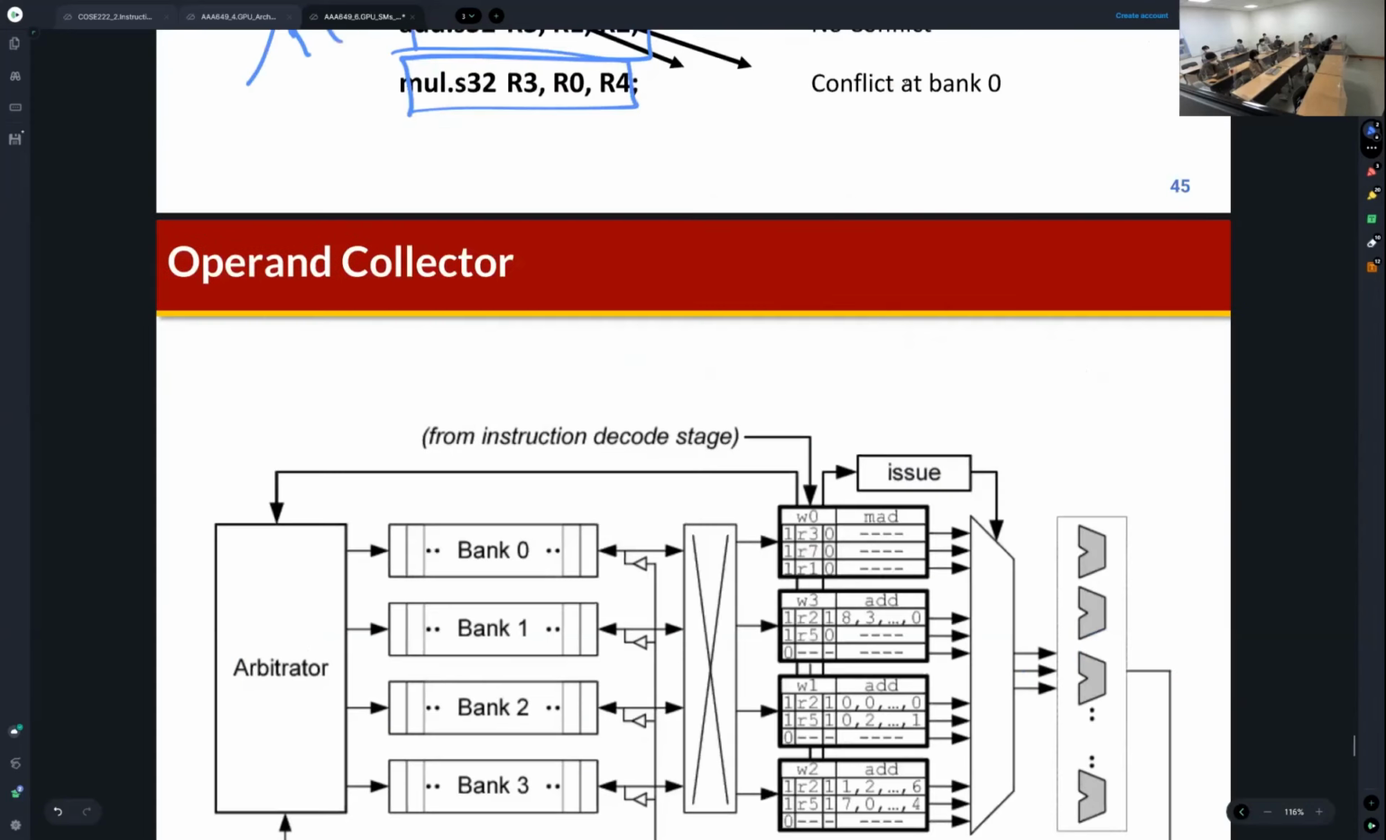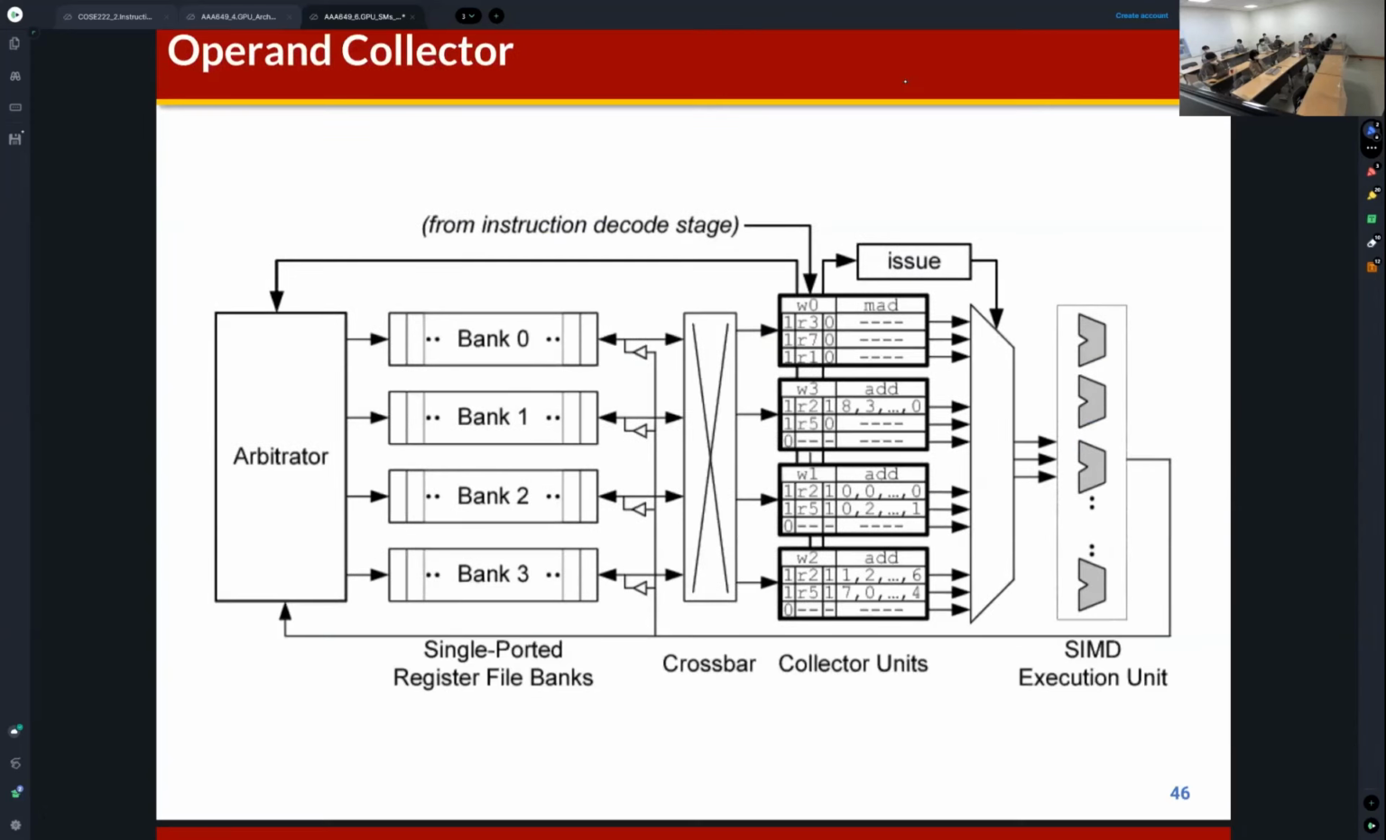So this is the architecture of the operand collector. Actually, I copied this figure from an NVIDIA patent. NVIDIA does not reveal their architecture publicly, but we can find clues of the operand collector in the NVIDIA patent. So there are multiple banks, and this is the crossbar, the interconnection network to the operand collector logic. And then there is also an arbiter.